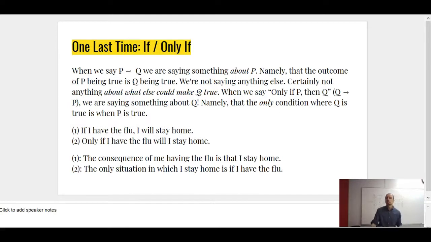Okay, so just the way to think about the conditional, and it's a tricky one, is that when we say if P then Q, we're saying something about P. We're saying that the outcome of P's being true is that Q will also be true. And we're not saying anything else. We're saying something about the antecedent. We're not saying anything else about what could make Q true.